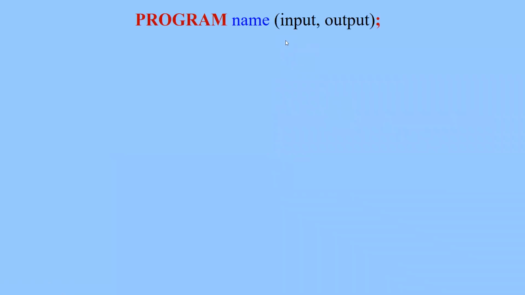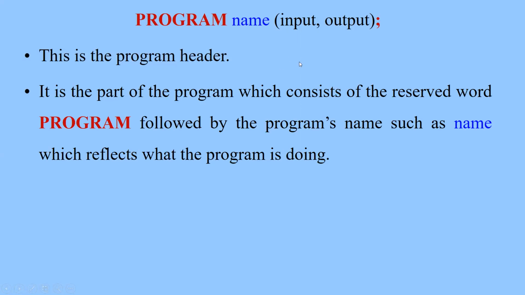Now, we look at the program header. As you can see, my dear students and rest of the learners, I have already said that the program header is composed of the keyword program, followed by the name, then the input-output part, which is optional. This is called the program header. It is the part of the program which consists of the reserved word program followed by the program's name, which reflects what the program is doing.